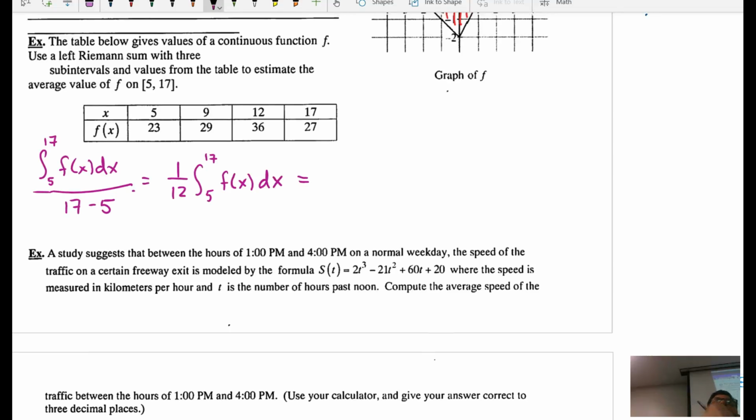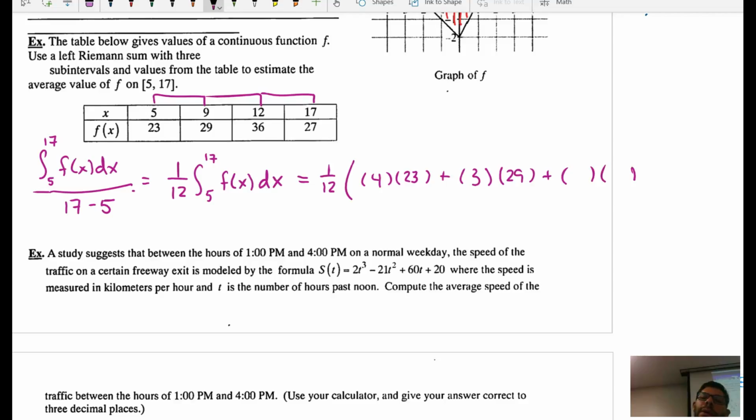The other thing that people will do on this type of problem, this is an approximation type problem, is they'll forget about the 1/12. So let's write that first. 1/12, and this is the left Riemann sum with 3 rectangles. What's the width of the first rectangle? And the height we're using? 23. The left endpoint. The second rectangle is 3. And then 29 for that left endpoint. And the last rectangle. And then 36 for the last endpoint.